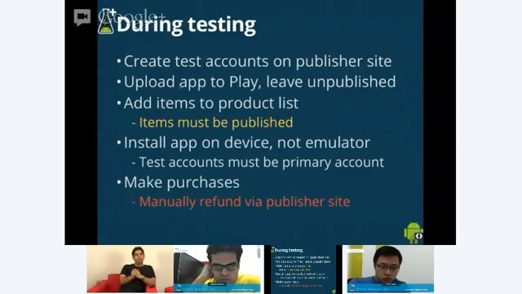Now these are going to be real purchases, right? We're going to go through the whole process of actually billing those credit cards when you make these purchases. So from the publisher side, you need to go and manually refund those purchases when you're finished testing. That part is really important. If you don't go ahead and refund your test purchases, you could rack up pretty large bills. So it is your responsibility to go and manually refund those by the publisher side.